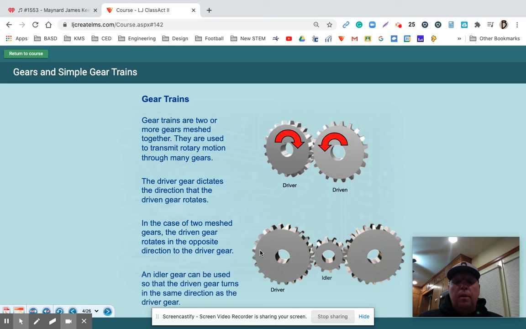So I'm turning with this one, the driver. The idler goes the opposite direction because this is going in a counterclockwise motion. This will go into a clockwise motion.